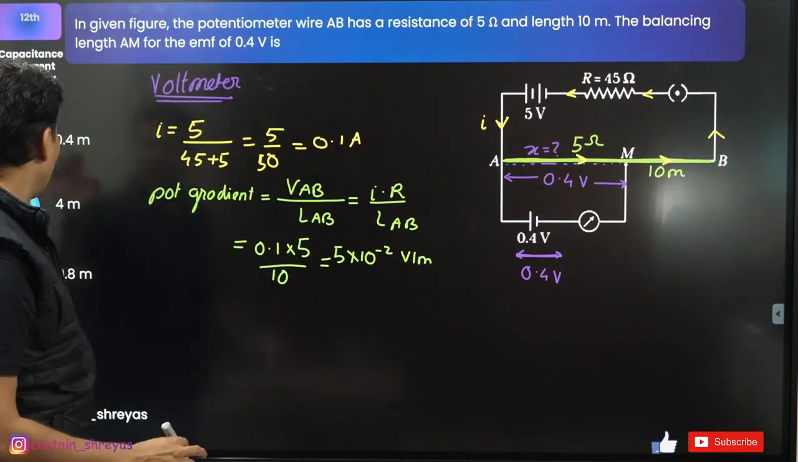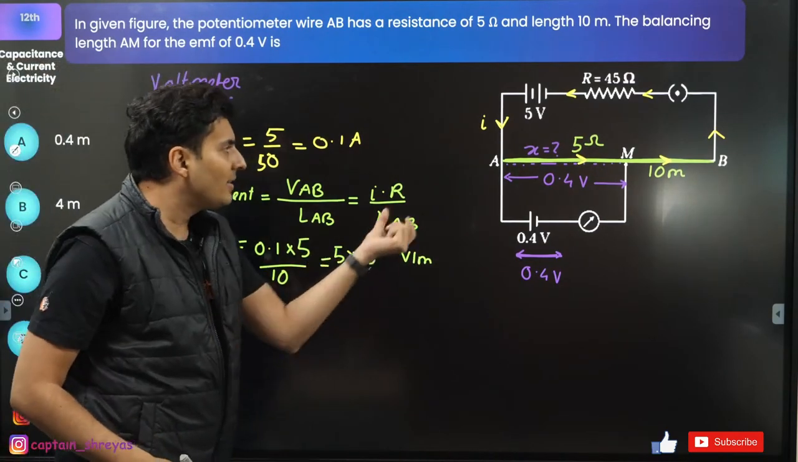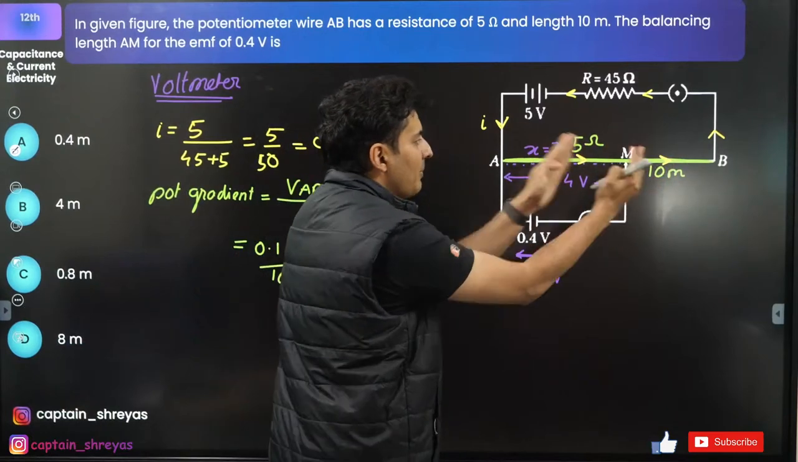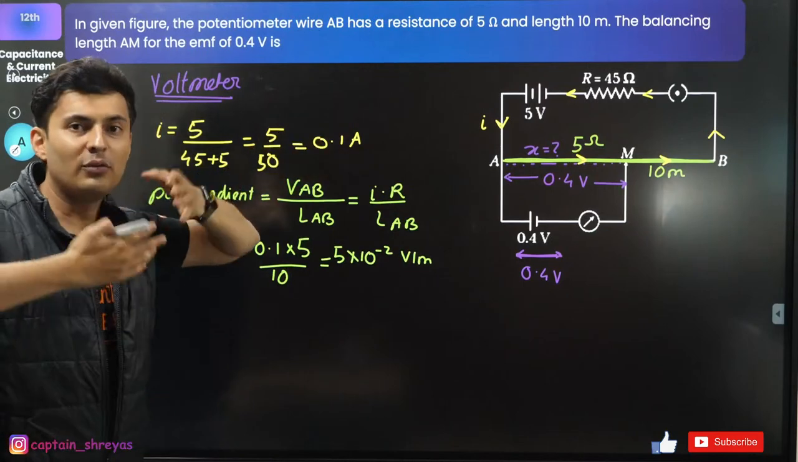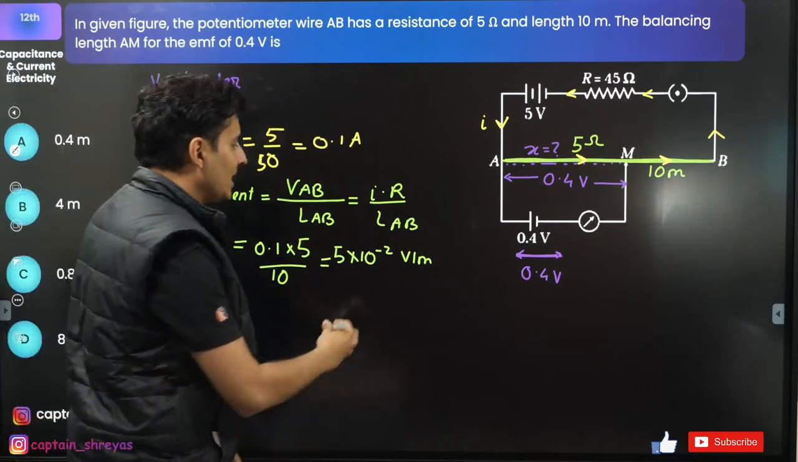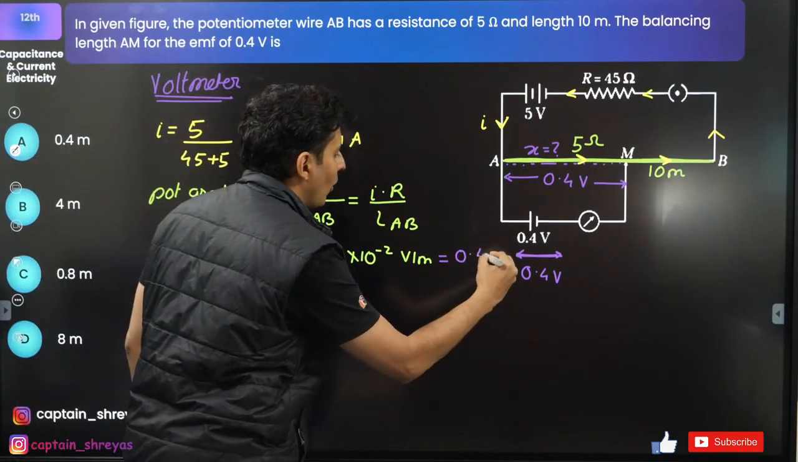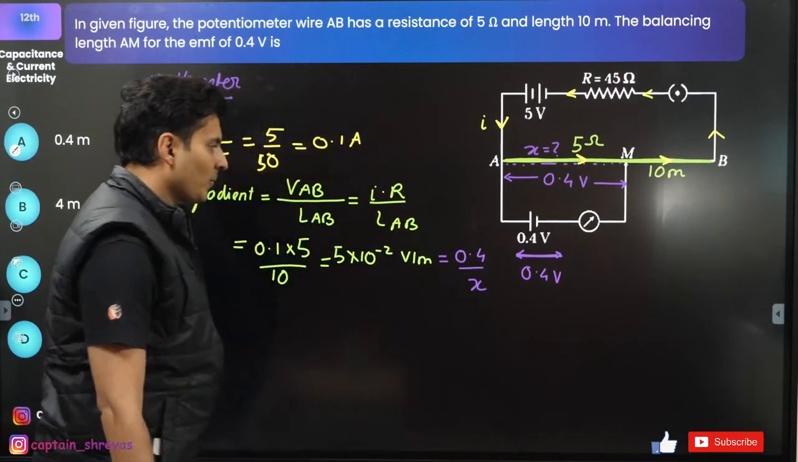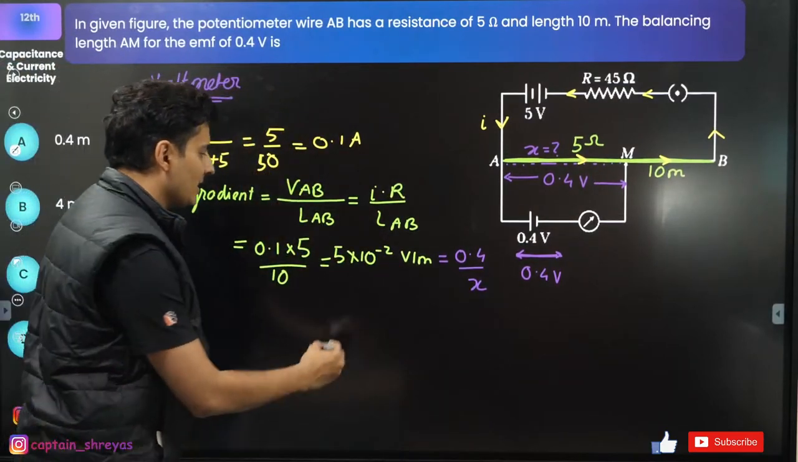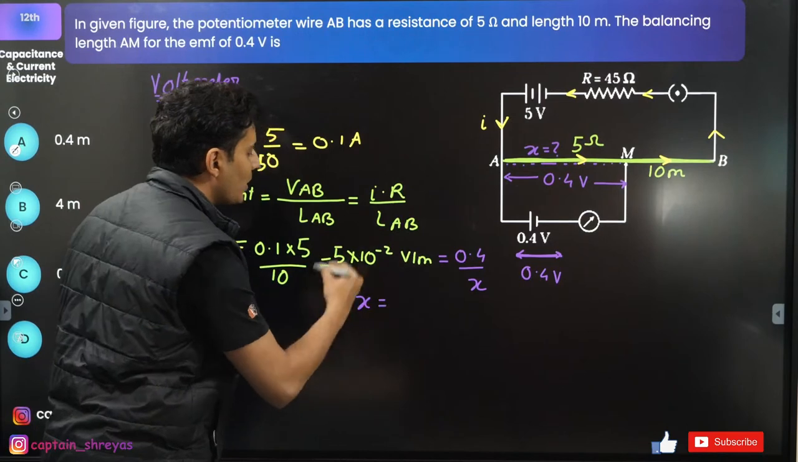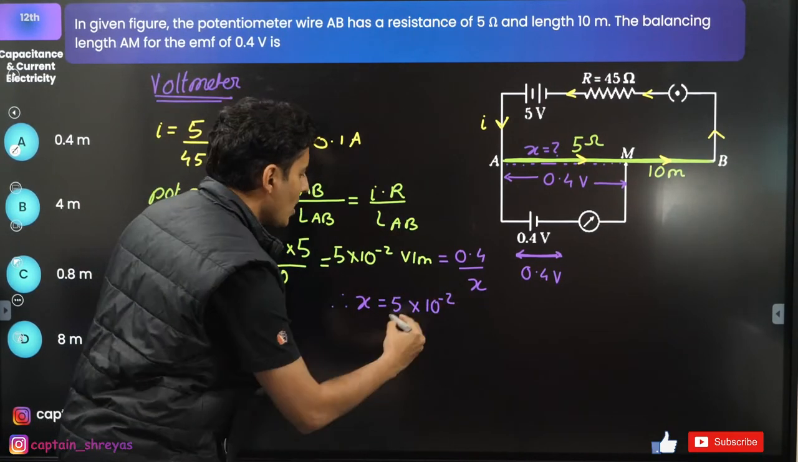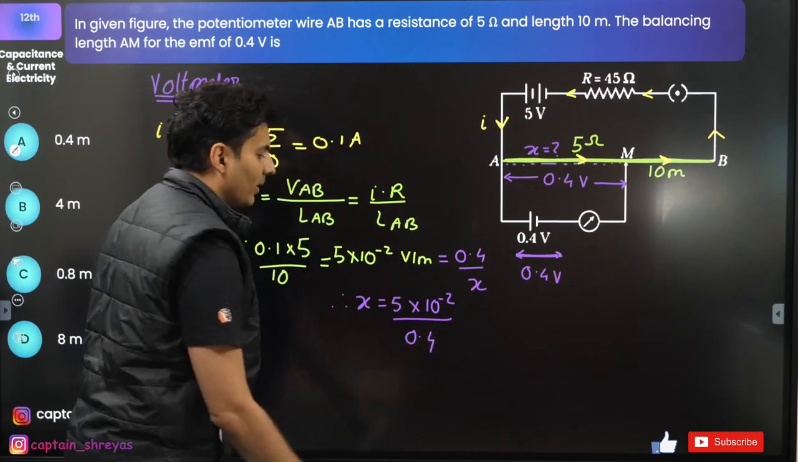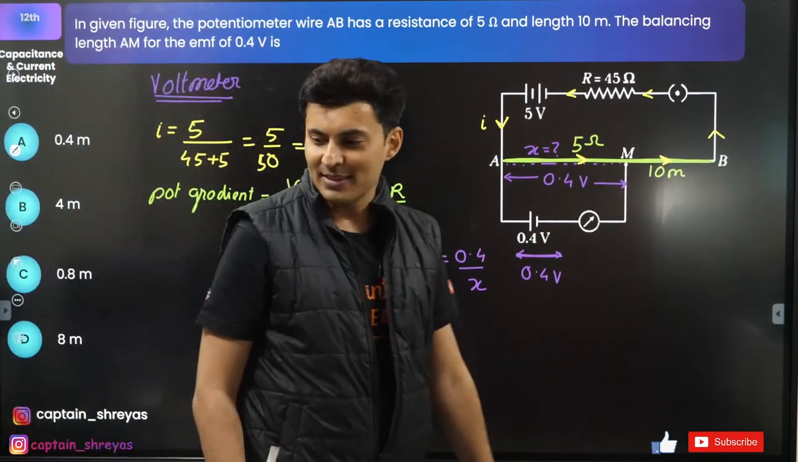Once I know this, the last step: if this many volts is there per meter, 0.4 volts is there for how many meters? So that's it. This will be 0.4 divided by x. Therefore, x will be equal to 5 into 10 to the power minus 2 divided by 0.4. What is the final answer?